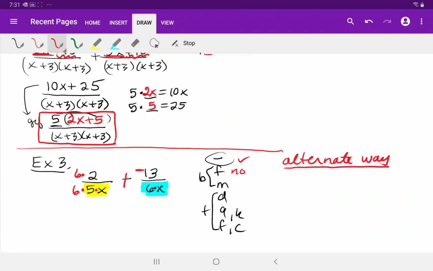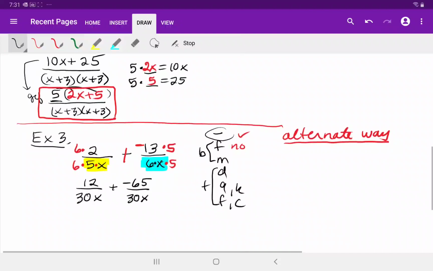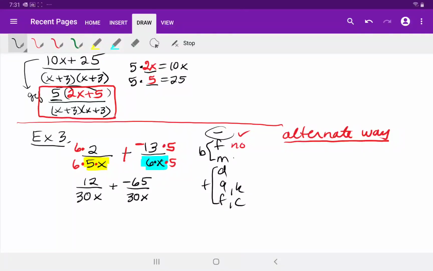Okay, now look at your brother. My brother is the blue one. So I'm standing where the blue is, and I'm looking over at the other side and saying, wait, my sister, that's me, has a 6, has an x, just needs a 5. So let's make times 5 times 5. And then this is 12 over 30x plus negative 65 over 30x. And now they do match. So that's the whole purpose of the matching. You can match by multiplying. You can never match by adding, but you can match by multiplying.